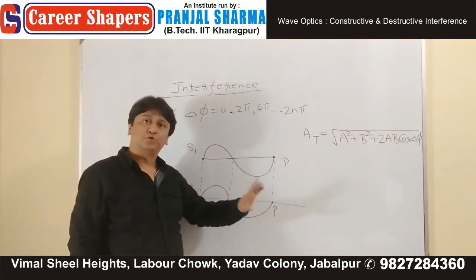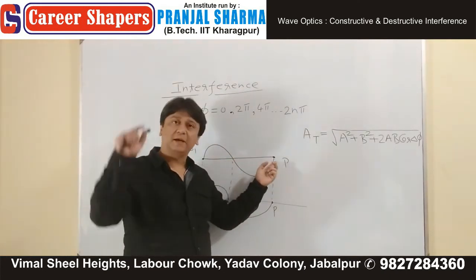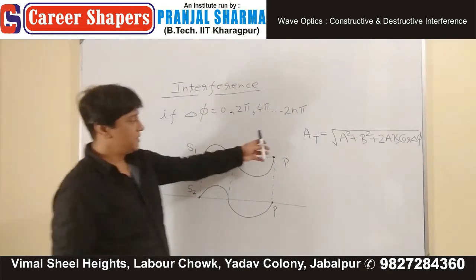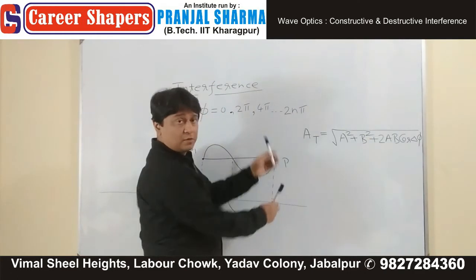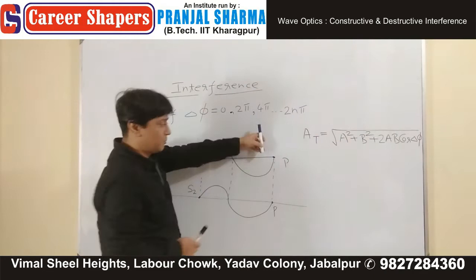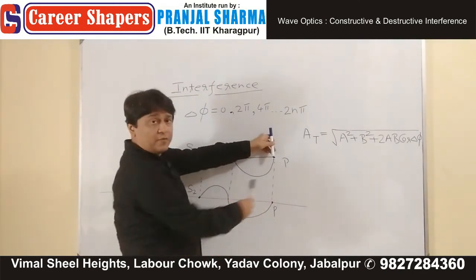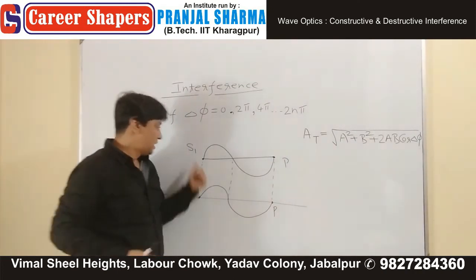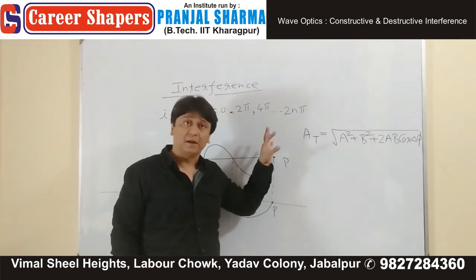which means if electric field at P at some time due to S1 is 3, it will be up. Due to S2, it will be 4. They have different amplitudes. Because of S1 is 3, because of S2 it is 4, then how much you got? 3 plus 4, 7.